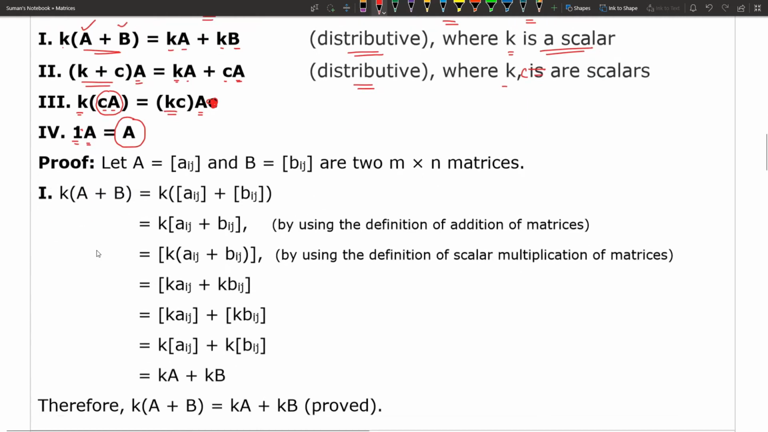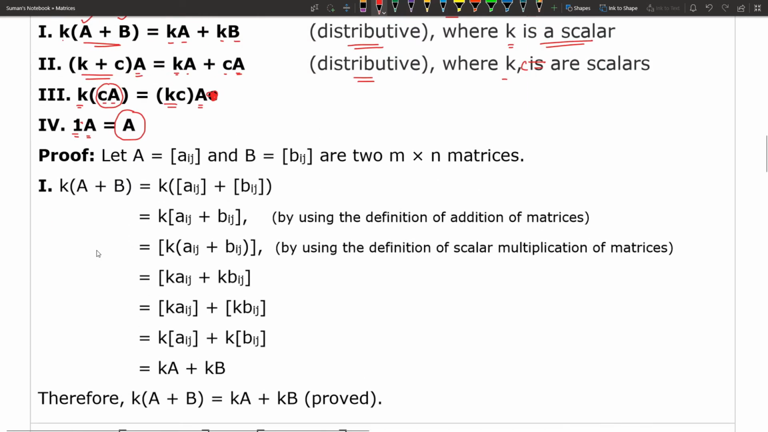So let us prove the first up to the fourth property. A is the matrix Aij and B is the matrix Bij, where Aij and Bij are the elements of the matrices A and B respectively, and both matrices are of the order m cross n. Now, for the first one, k into (A plus B), where k is a scalar, we can multiply k with Aij plus Bij.